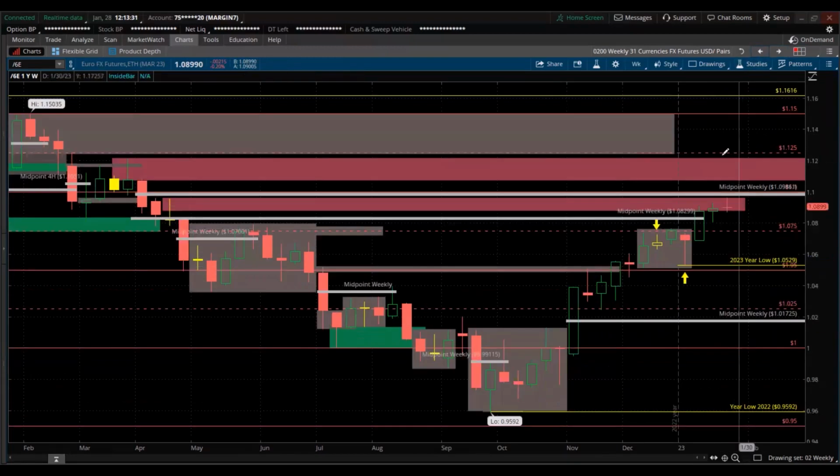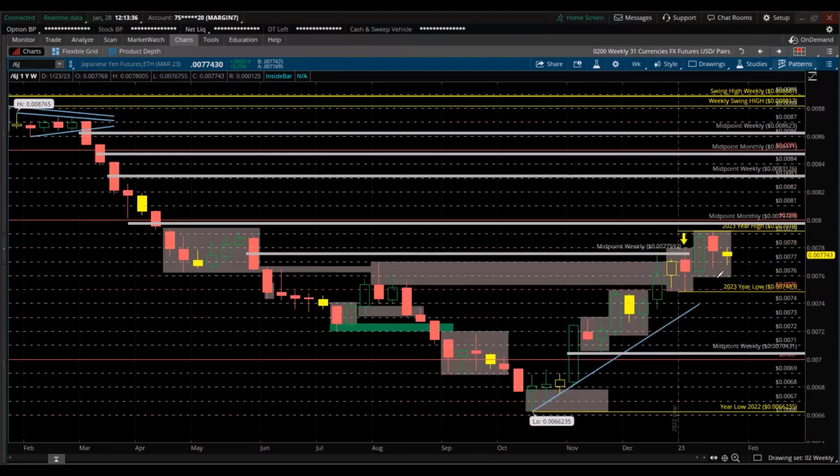Like I said, we have the euro that's been trending higher highs, higher lows. Not so with the yen. No, not for the past few. And again, the high of the year was right there, and the low of the year is right there. So we're above the low of the year, but below the high of the year.